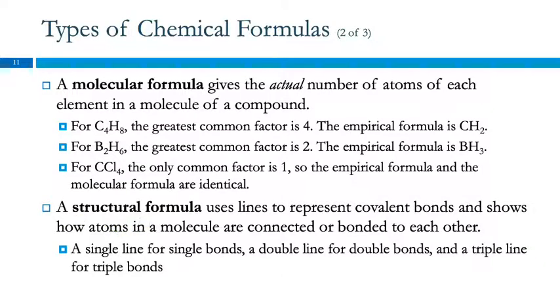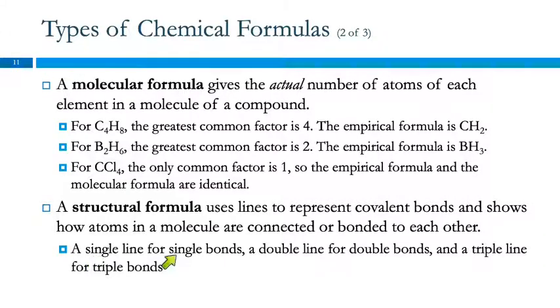Structural formulas give us more information. Here we use lines to represent covalent bonds, and this shows us how the different atoms are connected in an element or a compound. Especially when we get into organic chemistry, exactly how the atoms are connected makes a big difference. You could have the same molecular formula but different compounds with different properties, based on how the atoms are connected to each other.